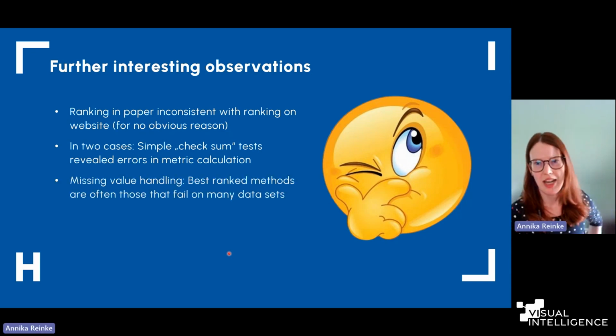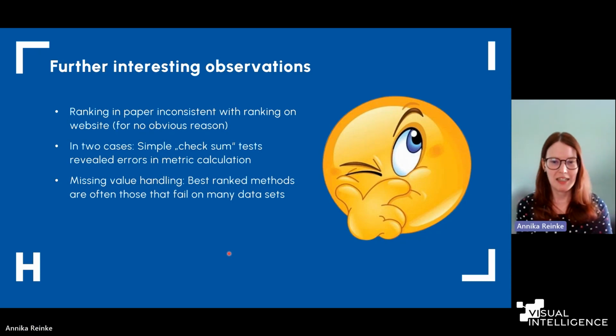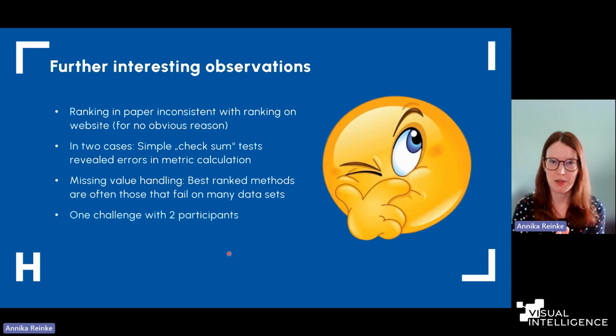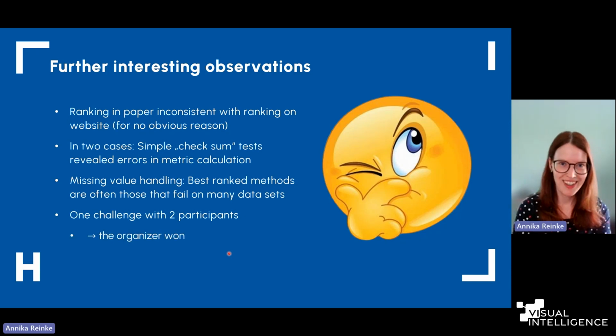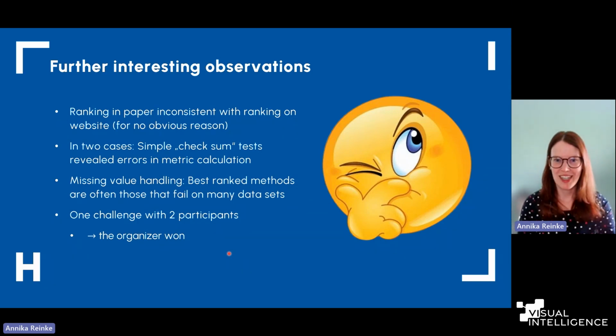Then we have missing value handling. Sometimes in competitions, the algorithms could just submit their output, and they could decide to not submit all of it. So often the best ranked methods are those that fail on many data sets. And the last one: there was one challenge with 2 participants, and the organizer won, which I also find a bit ridiculous. All right, so with this, I would like to thank you for your attention.